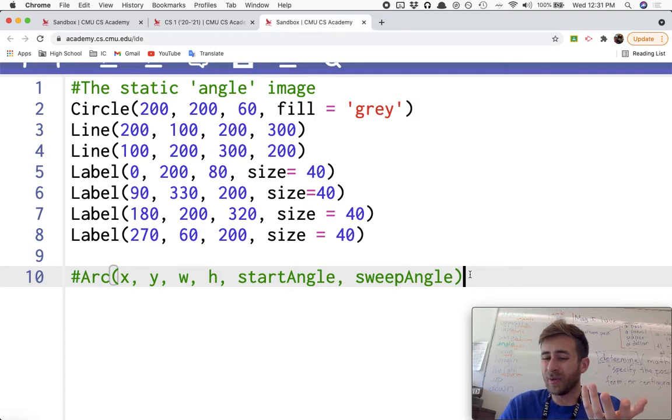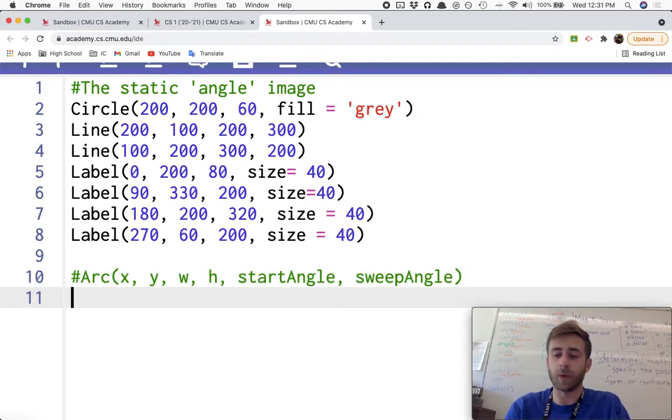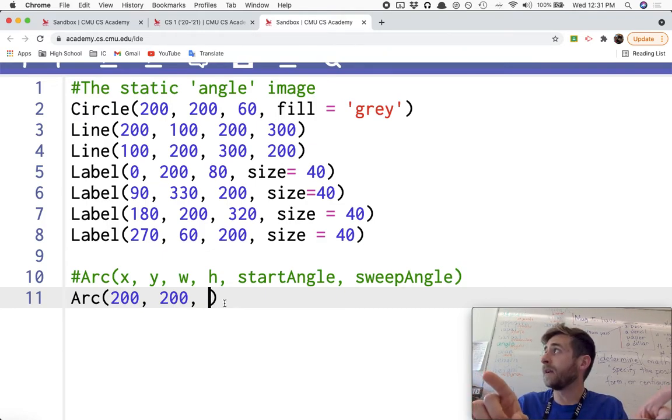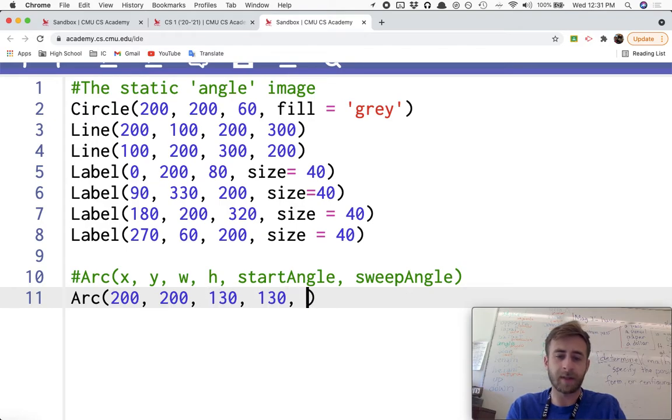I think the best thing to do is just to play around with it and test it out. I'll show a couple examples so we can see how it works, but I recommend that you play around with it yourself, changing some angles around, start angle, sweep angle, all that good stuff to better understand how arcs work. So we're just going to start playing around with it. I'm going to make an arc at 200, 200. The radius of the circle is 60, so I kind of want this to overtake the circle. If the radius is 60, the diameter is 120. So I'm going to make the width and the height like 130 by 130 to make it a circle.